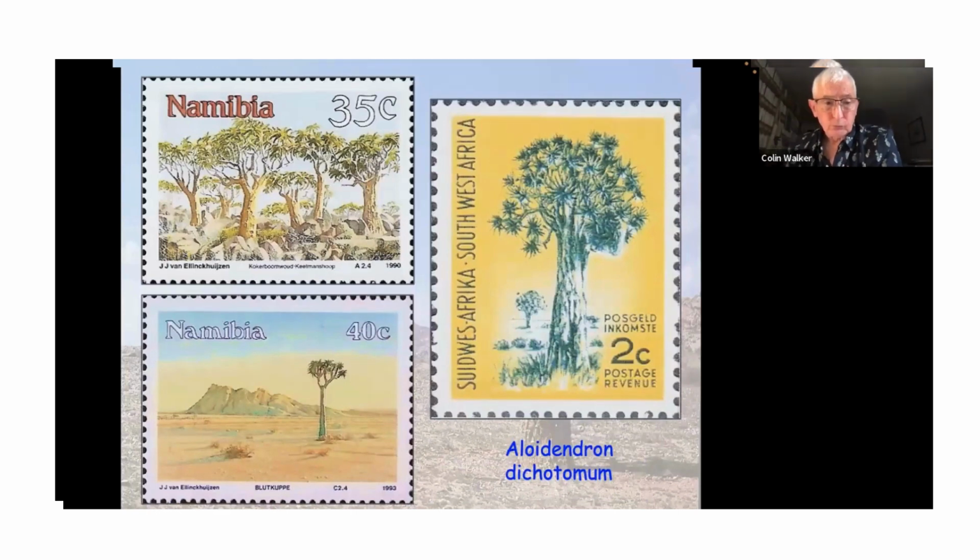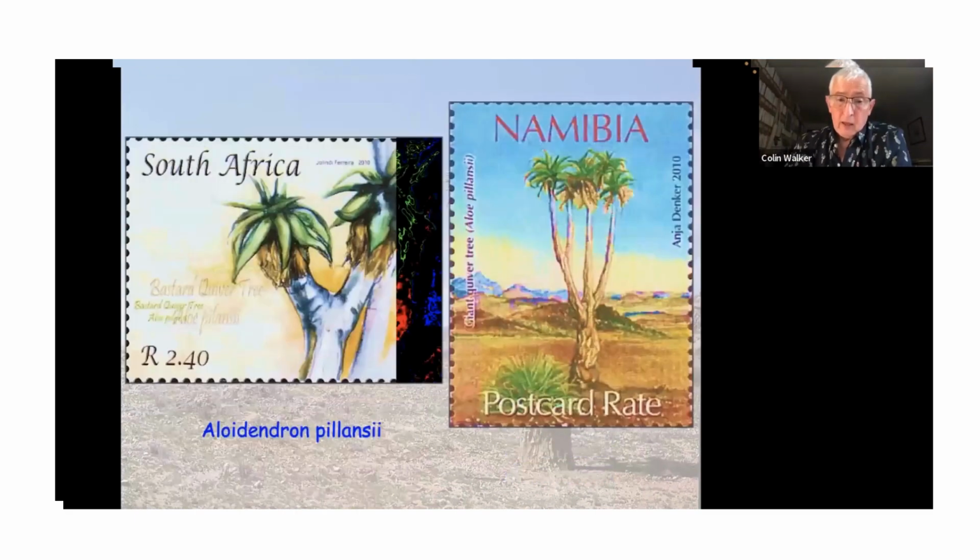And finally, of course, aloes and tree aloes feature on stamps. I have to thank my friend and colleague who was in the audience, David Schultz. He sourced tree aloes on stamps for me. So here we have Aloidendron dichotomum on Namibian stamps. And finally, Aloidendron pillansii on the left is on a South African stamp, and on the right is on a Namibian stamp. So thank you, David, for finding those for me.